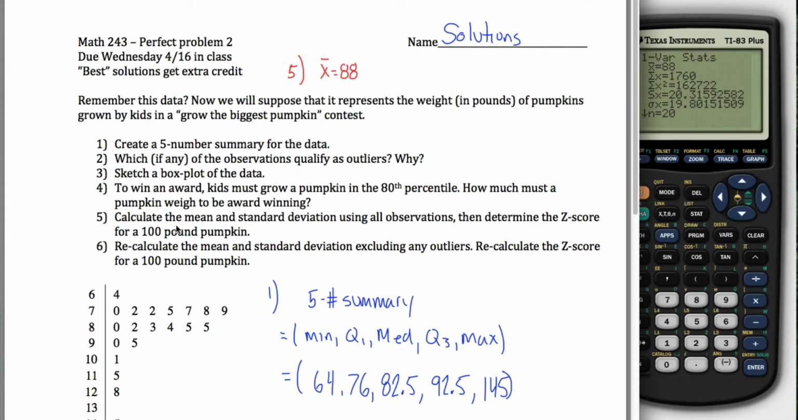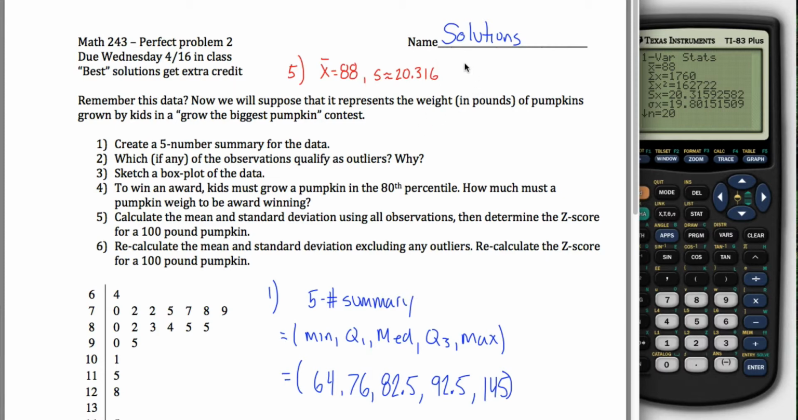This is my sample average. Calculate the mean and the standard deviation. Maybe I should have said of the sample, although that's all you have is the sample. And S is approximately equal to 20 point, I don't know, 316. It's more than enough decimal places.